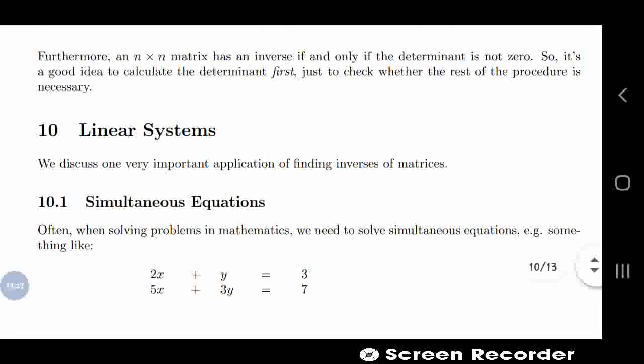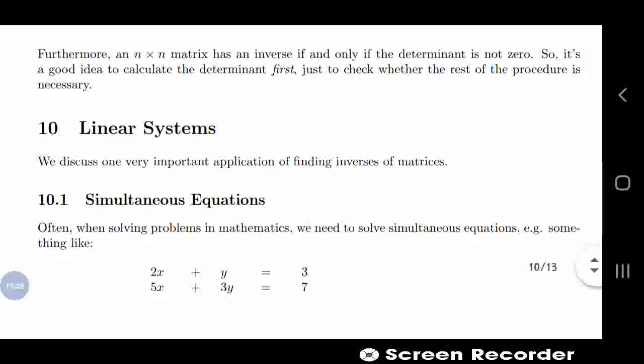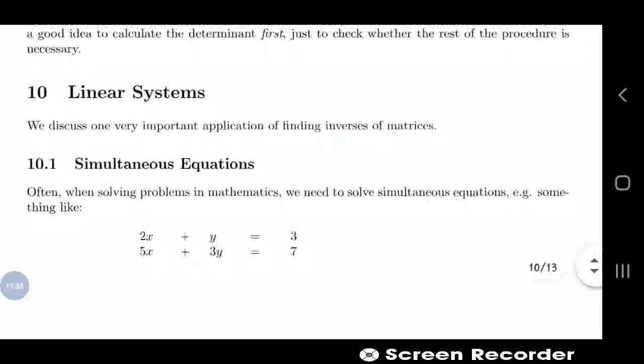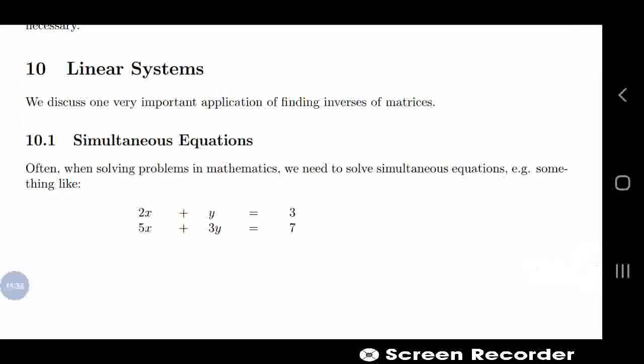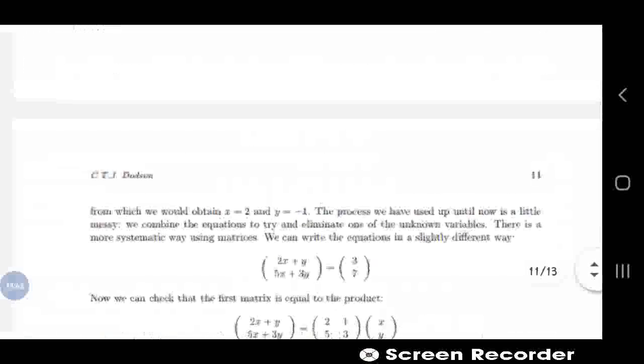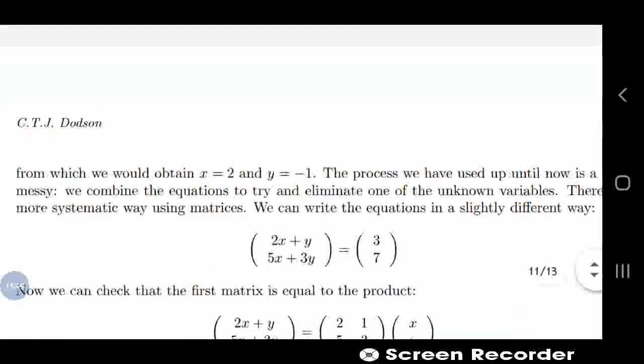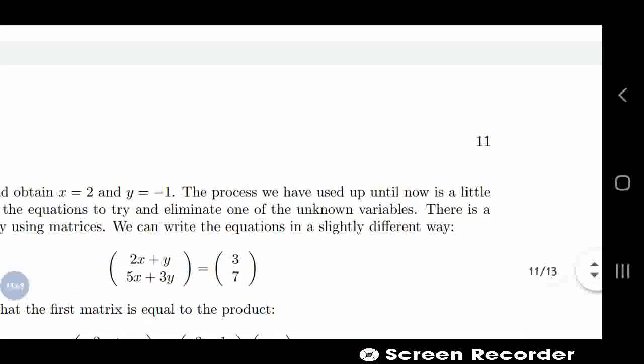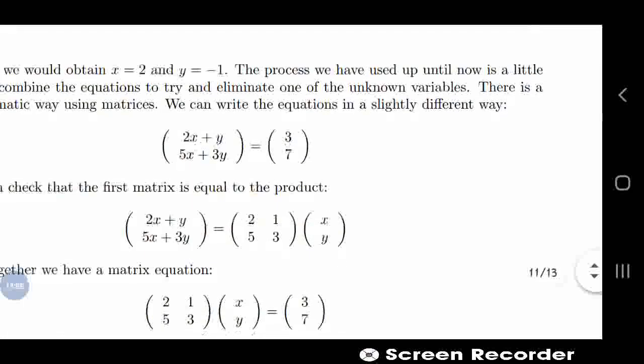Next, linear system. So we discussed one very important application of finding the inverse of a matrix, simultaneous equations. Often we are solving problems in mathematics, we need to solve some equations. Some will be like this: 2x plus y is equal to minus 3, 5x plus 3y is equal to 7. So what we have to do means, first we have to separate it. 2x plus y, 5x plus 3y, we have to make it as 2 rows and 2 columns, and minus 3 and 7 we have to keep like this.